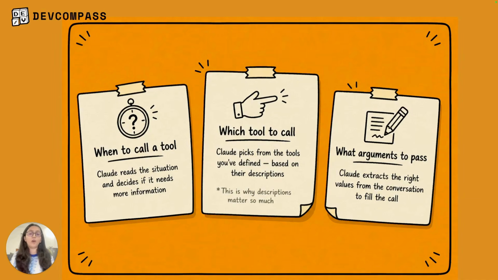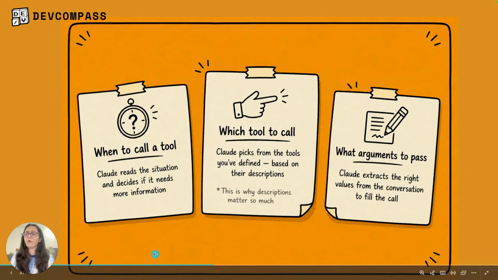And card 3, what arguments to pass. Claude will look at the conversation, what the user said, what it knows, and extract the right value. So if you have passed an order number, 1402 or 1042, whatever that was, Claude will pass that as the order ID, and if the user has given an email address, Claude will probably pass that or any relevant supporting argument, extracting it from the conversation every time it calls that particular tool.